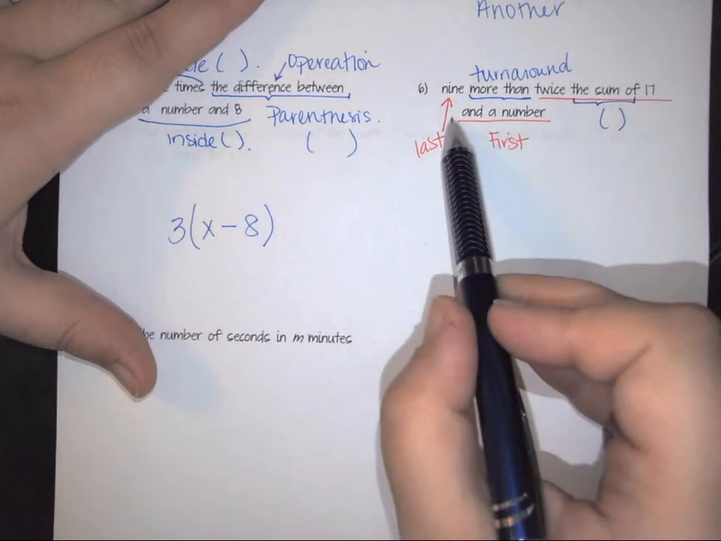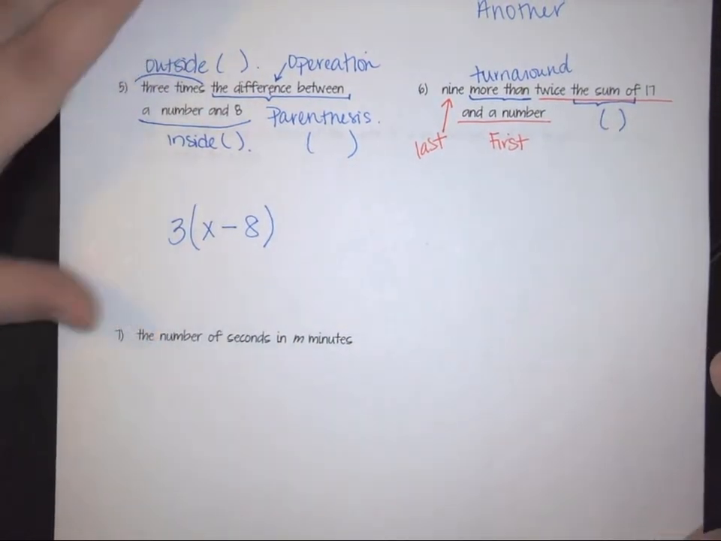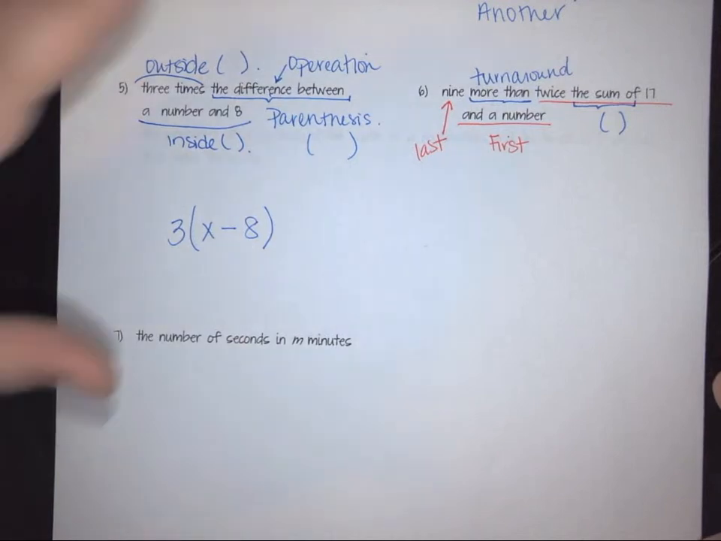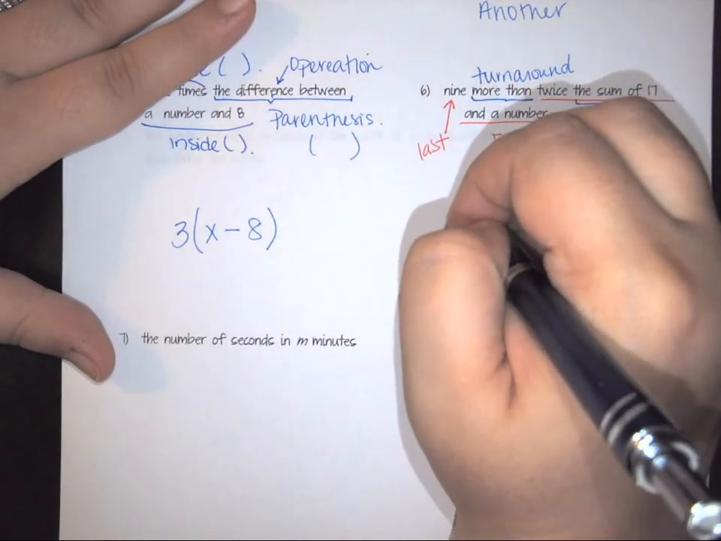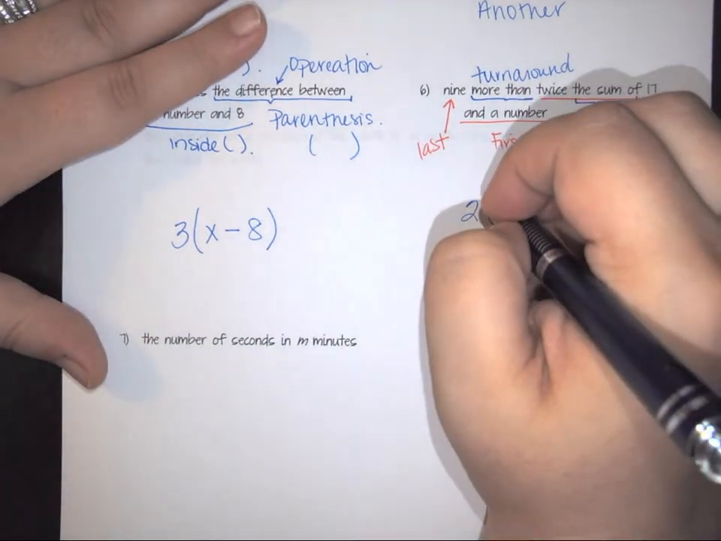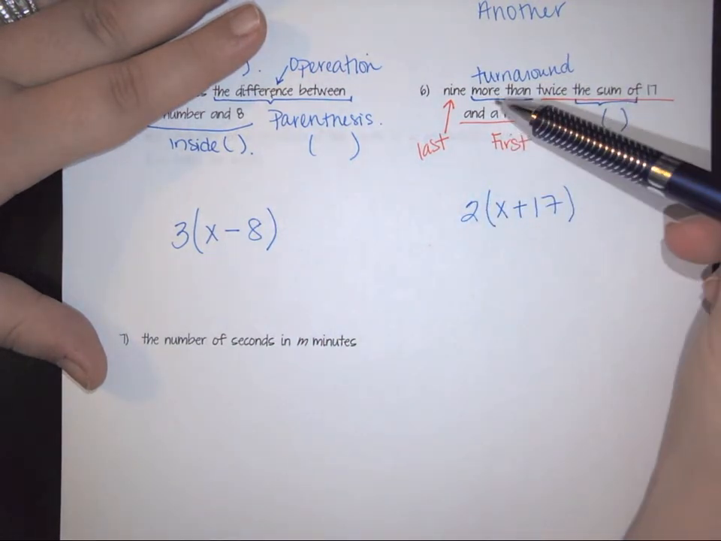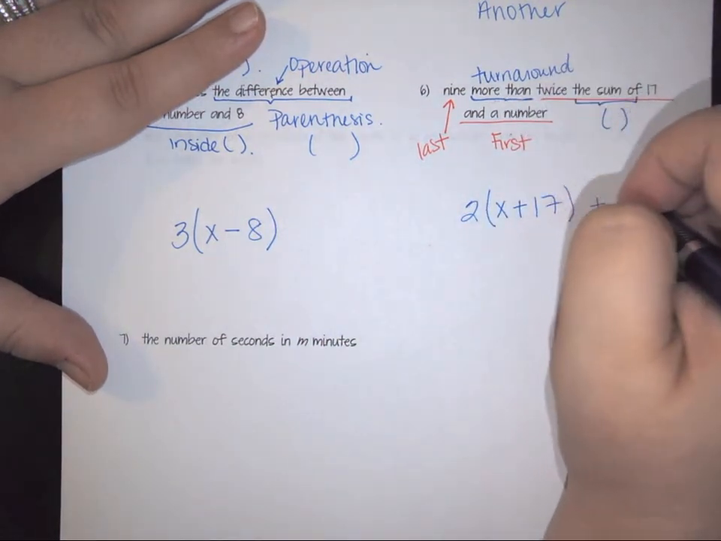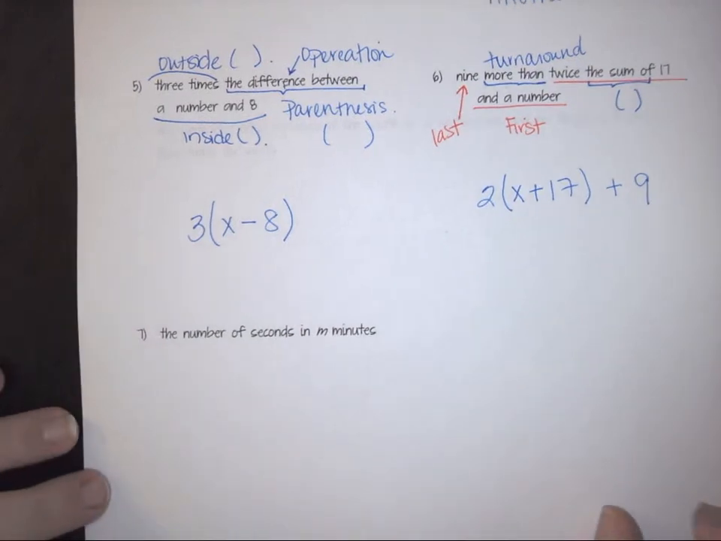The part that's underlined in red goes first, and that says twice the sum of 17 and a number. So what is going first is going to go twice, so 2 times the sum of a number plus 17, and then I have 9 more than that, so plus 9. So there you can see not only how the turnaround works, but also how you can incorporate your parentheses into it.